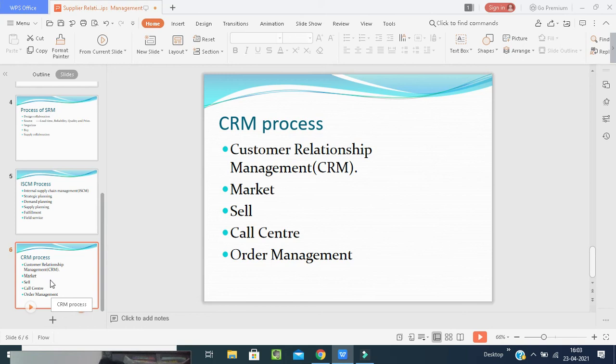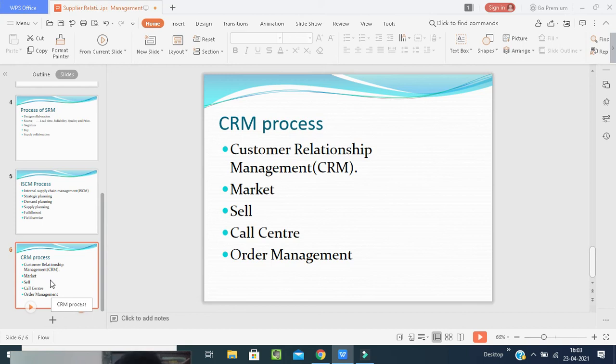So what is the market? You have to see. What is the demand? Which market has more demand? How much sales should there be? How many call centers and service centers should there be? How much order management will there be? So these are known as transactions management foundations. What are those? SRM, ISCM, CRM. All these three things are included in transactions management foundations.